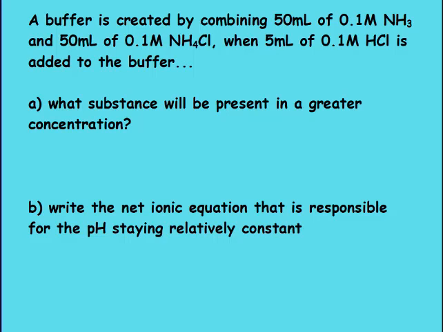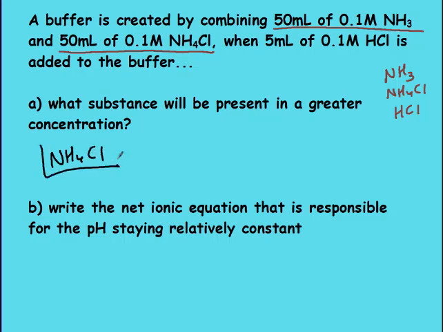So they tell you that you have a buffer, and that buffer is 50 milliliters of 0.1 NH3 and 50 milliliters of 0.1 NH4Cl. So when we add a little bit of HCl, what substance will be present in a greater concentration? NH3, NH4Cl, or HCl. Restart when you have that answer and a reason why. So if you said NH4Cl, you are correct.